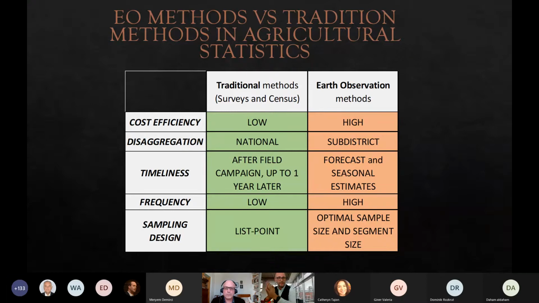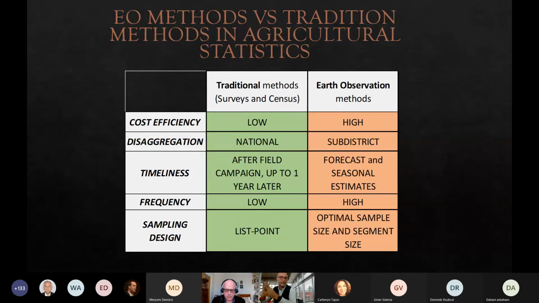Usually the traditional methods provide the result after the field campaign, even up to 1 year later, whereas Earth observation can be used to actually provide forecasts or seasonal estimates. So along the season, you can have more estimates. The frequency of the traditional methods, of course, is much lower than the frequency of the Earth observation data inflow.